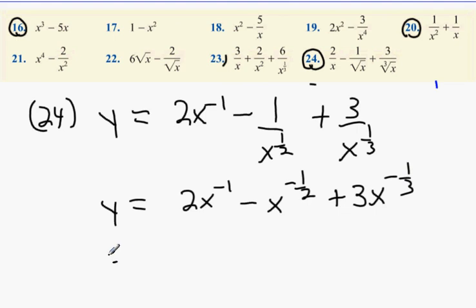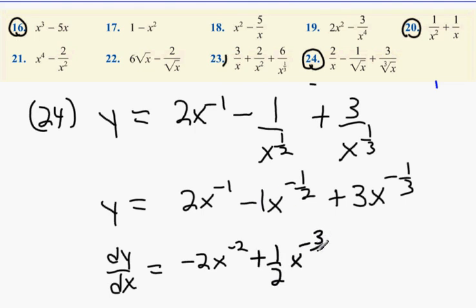Now you differentiate. And what we're going to get is minus 2x to the minus 2, minus a half by minus 1, plus a half x to the minus 3 over 2, and finally minus a third times 3, minus 1, take 1 away from that, minus 4 over 3. Okay guys.